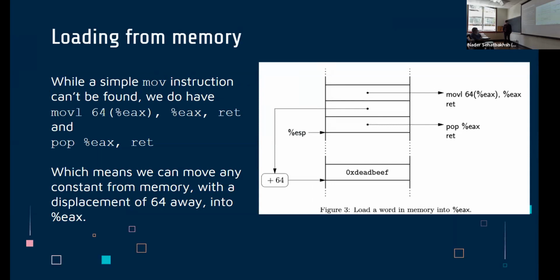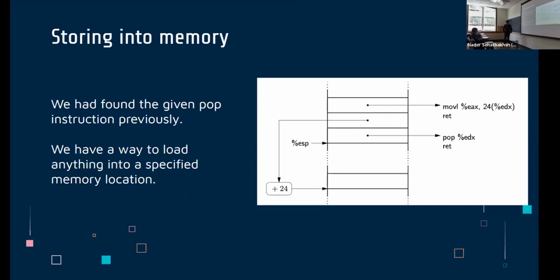So now we want to load a constant from memory. How do we do that? We don't have a move instruction, so we can't exactly move whatever we want, but we do have a move with a displacement. So if we can load a value into the EAX register over here, at a displacement of 64, we can load whatever value this value plus 64 in memory points to, and that will go to EAX. How do we get any value to EAX? Well, we have the pop instruction. So we can load whatever value we want into EAX.